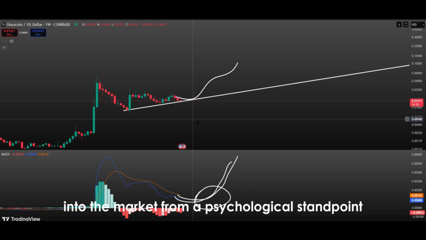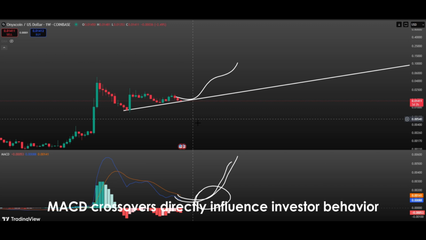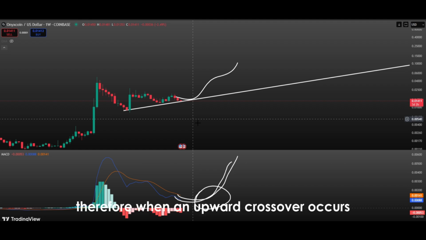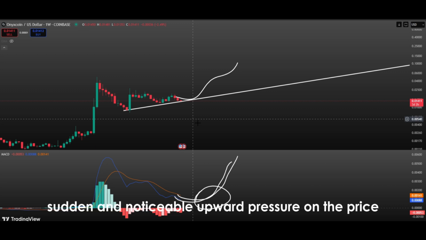From a psychological standpoint, MACD crossovers directly influence investor behavior. Many traders use this indicator signal in automated trading systems. Therefore, when an upward crossover occurs, not only manual buyers but also algorithmic trading bots start sending buy orders. This creates sudden and noticeable upward pressure on the price.